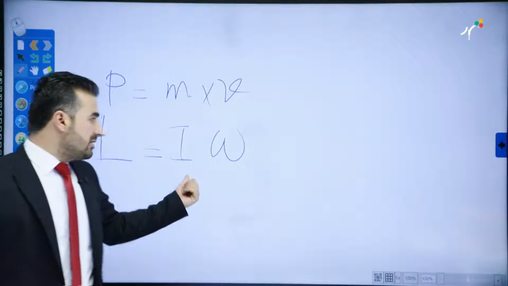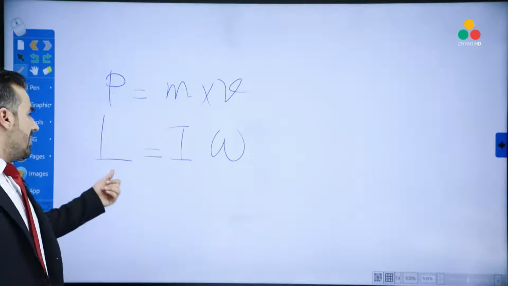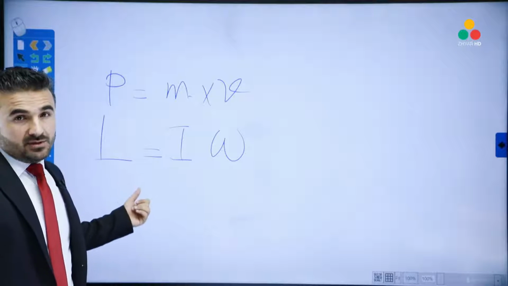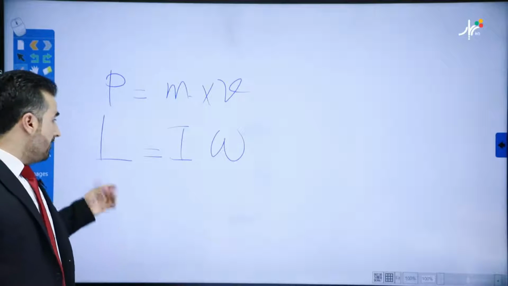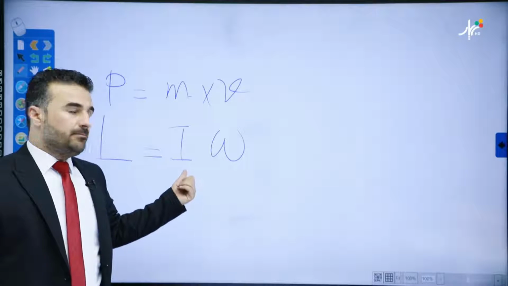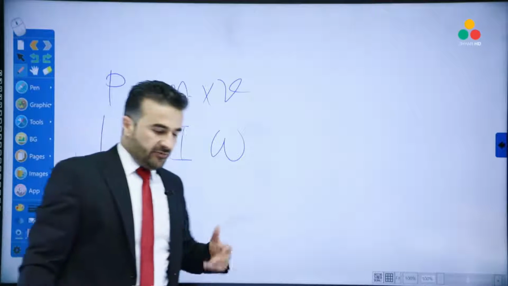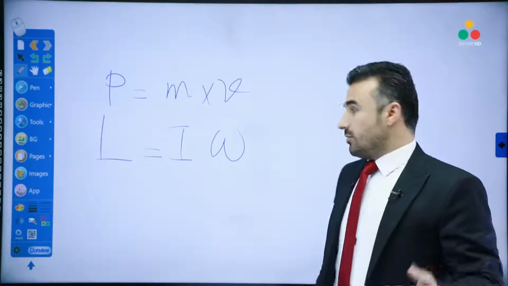So angular momentum equals moment of inertia times angular velocity. How can we define this, by the way? We can say angular momentum is not just the momentum, it is angular, because we're studying rotational motion. That would be the product of the moment of inertia and the angular speed of the object, rotating about a fixed axis.